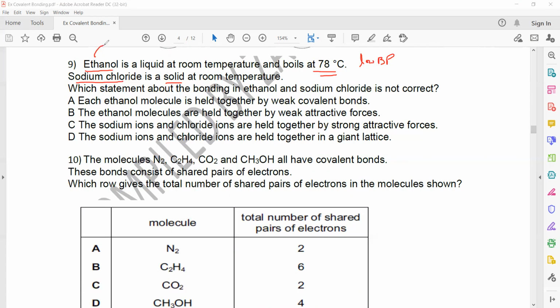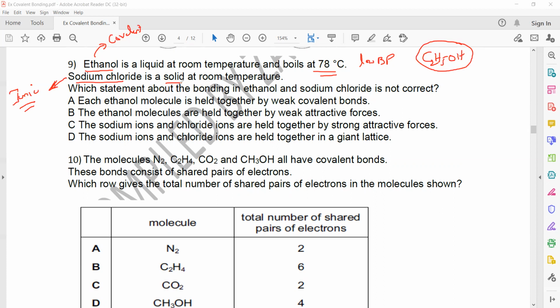So ethanol is basically a covalent compound because it contains carbon. This is the formula of ethanol, C2H5OH. It contains carbon, hydrogen and oxygen. Whereas sodium chloride contains a metal and a non-metal, so it will be ionic. And ionic bonds are stronger. The force of attraction between the ions is stronger compared to the force of attraction between the molecules, because molecules do not have charges. That is why their attraction is much weaker.